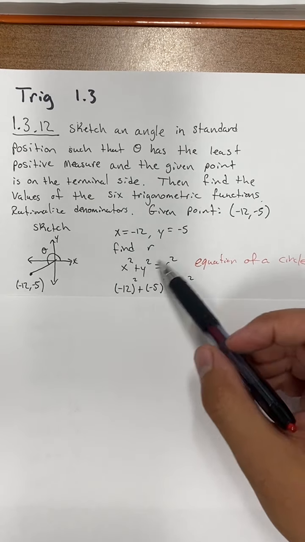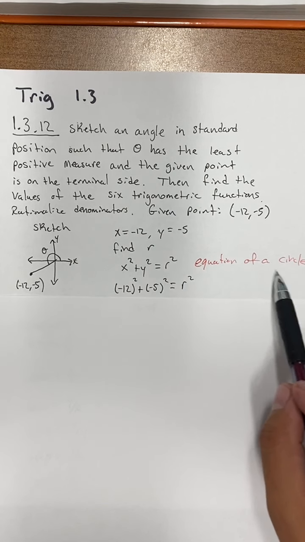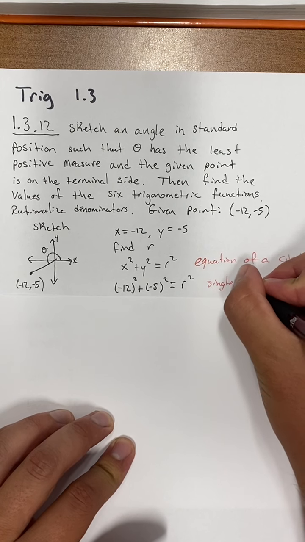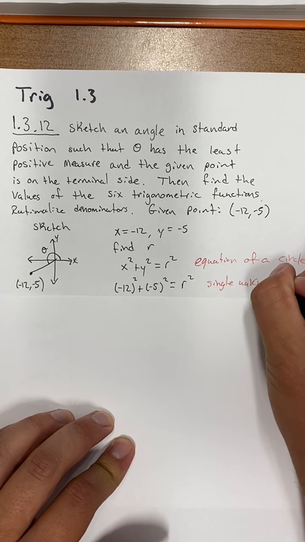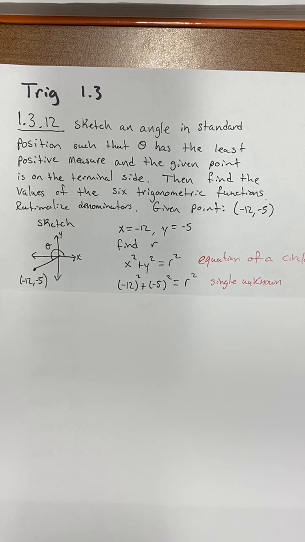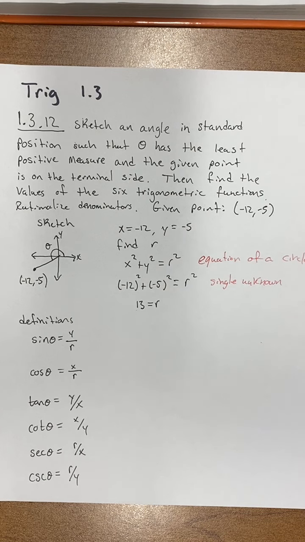So if we know x and we know y, but we need to figure out r, we can use the equation of the circle to create an equation with a single unknown. That single unknown is r. So -12 the quantity squared plus -5 the quantity squared equals r squared. -12 times -12 is 144, -5 times -5 is 25. So r squared would be 169, and after we simplify, skipping a couple steps of arithmetic there, the radius is 13.